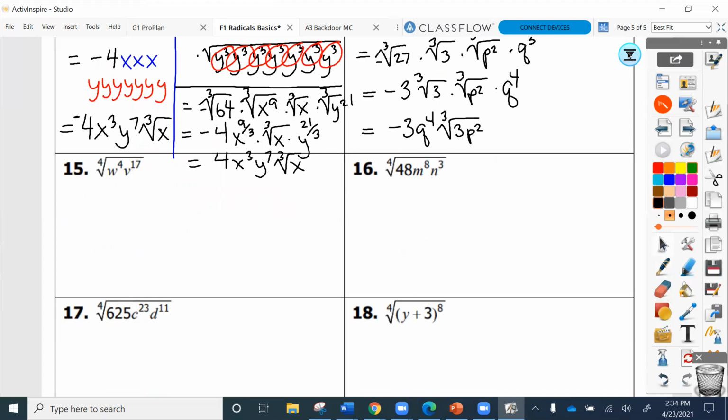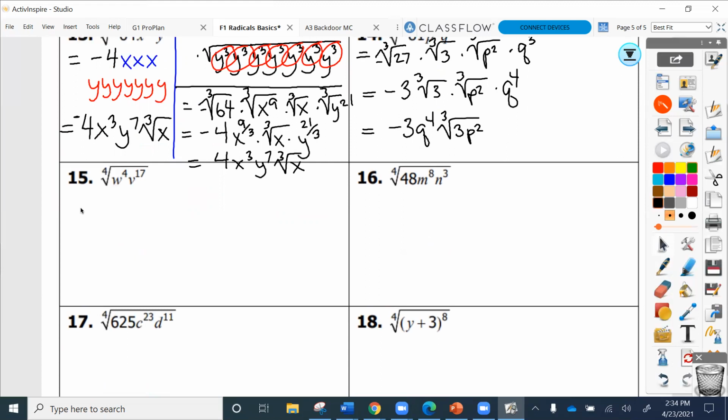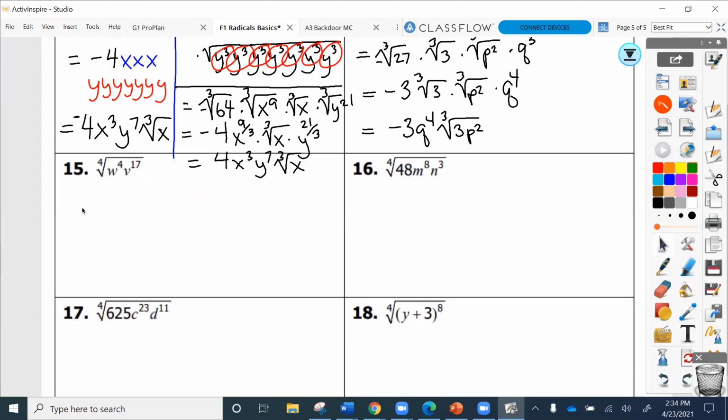All right, so since 4 is divisible by 4, we could say this is the same thing as w to the 4 over 4 power, times, now we're going to split that 17 up. So we have v to the 16th power, and I'm using that because 16 divided by 4 is 4. And then you'd still have 1 left over of v to the first power.